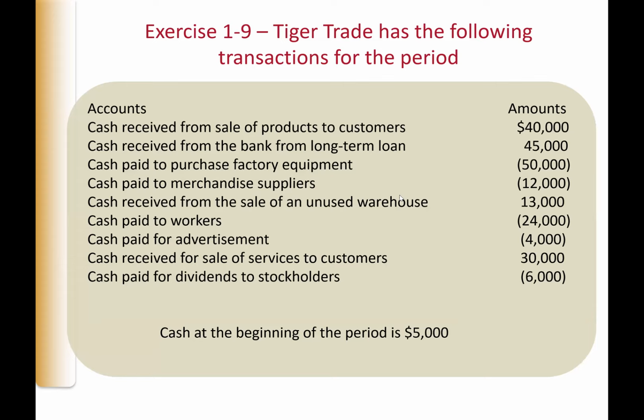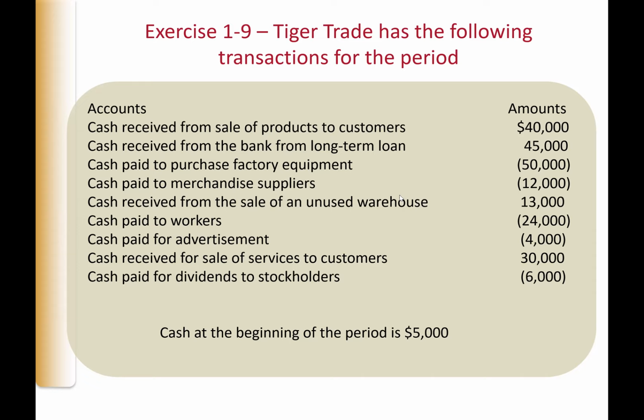So in this example, this Tiger trade has these various transactions, and it shows us the various activities. Cash received from the sale of products to customers. We know that would be an operating activity, wouldn't it? Cash received from the bank from a long-term loan. That's borrowing money from a bank. That would be a financing activity. To purchase factory equipment. The purchase and sale of long-term assets will be investing. Cash paid to merchandise suppliers, operating, why we're in business. Cash received from the sale of an unused warehouse, long-term asset, investing.